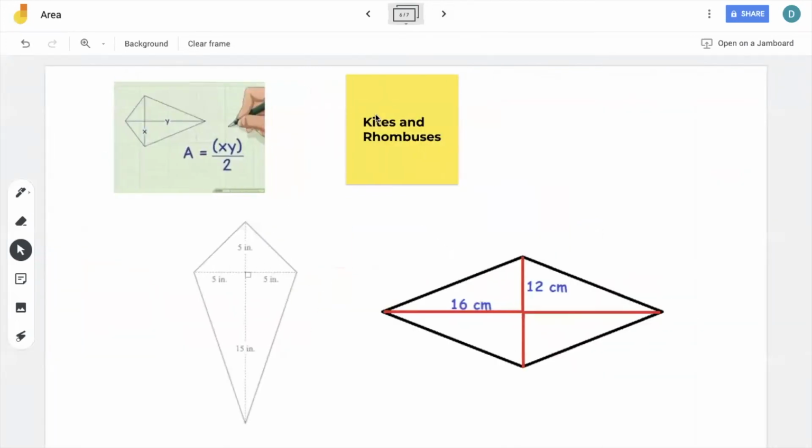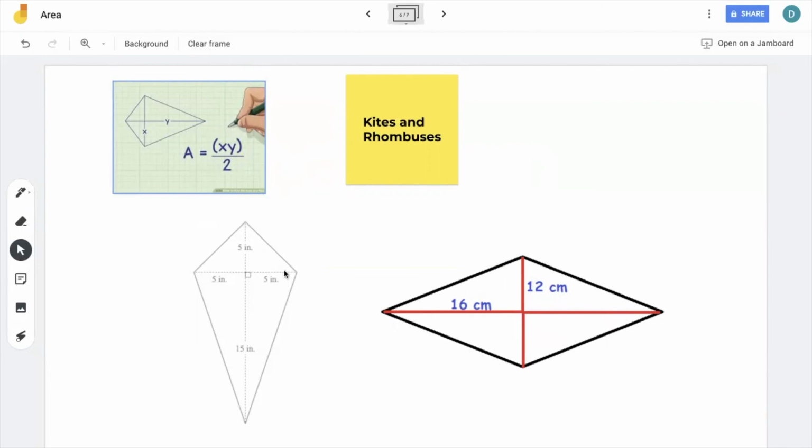So let's look at the next shape, kites and rhombuses, also known as rhombi. It can go either way. I actually looked that up to make sure. So we'll look at the kite first. Now the formula for both of these is x times y over 2. Now what this means, x is a diagonal, meaning this portion here, and y is the other diagonal, which is this portion here.